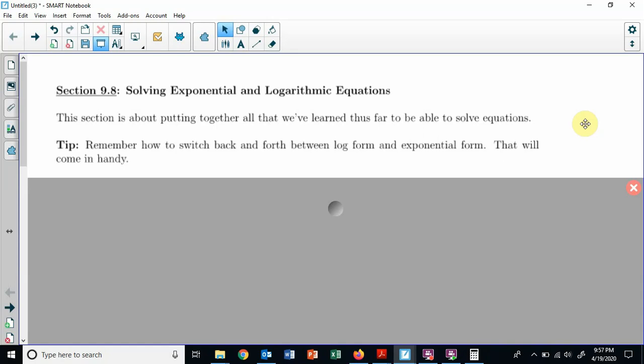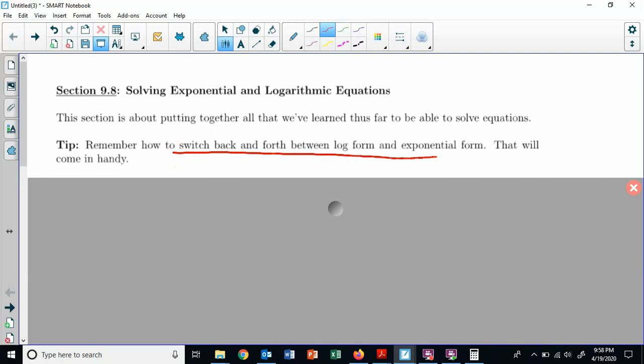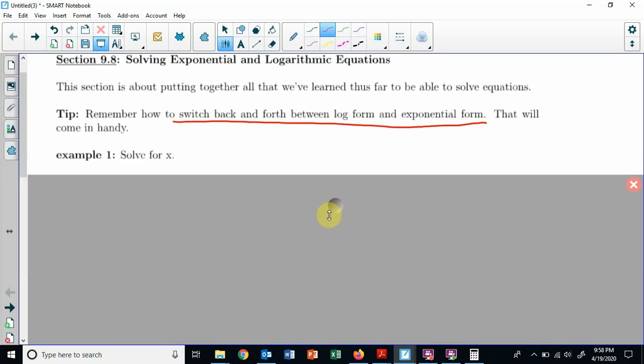So this is section 9.8. It's solving exponential and logarithmic equations. And really, I've typed it there, but this section is just all about putting everything together. So all that we've learned through chapter 9, we can mesh together to just solve some really easy equations here. Now, the biggest tip I can offer you is to remember we can switch back and forth between log and exponential form. That's a huge, powerful thing. Actually, it'll come in handy right off the bat.